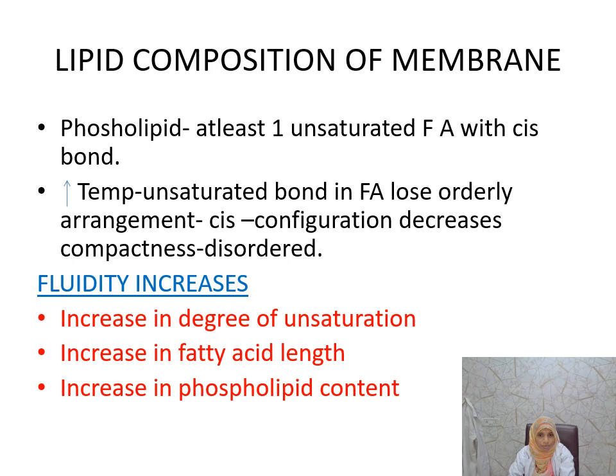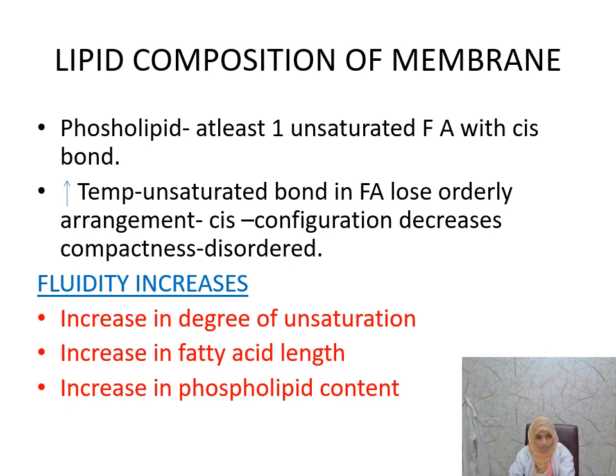Now, what is the lipid composition of cell membrane? So it is made up of phospholipid, at least one unsaturated fatty acid with cis bond. And as we have discussed, whenever there is increase in temperature, the unsaturated bond in the fatty acid, they lose their orderly arrangement. So cis configuration decreases and compactness is disordered.